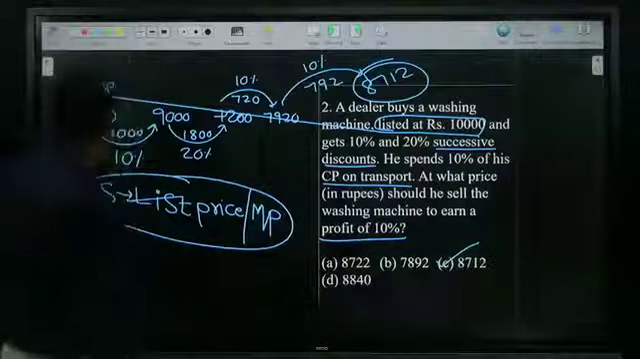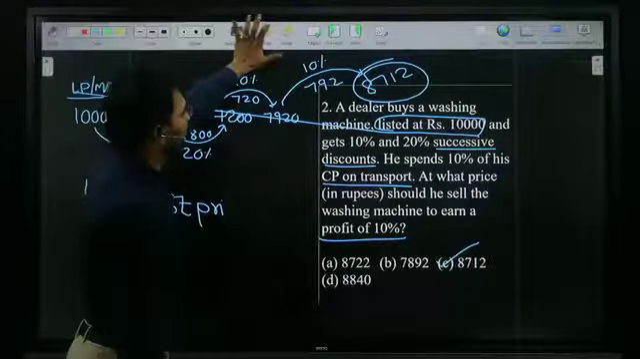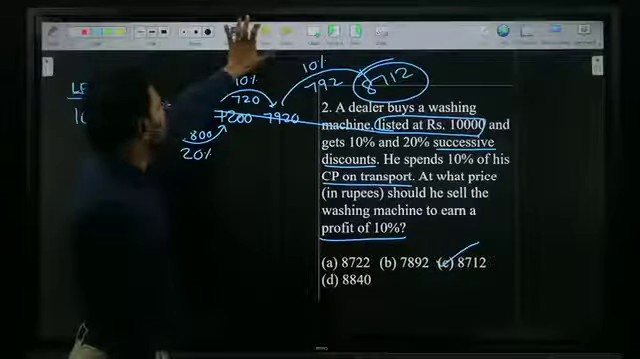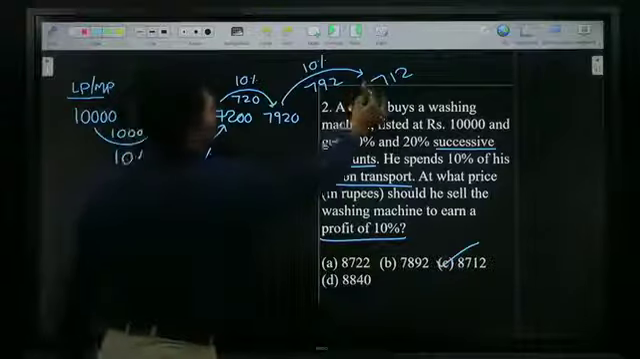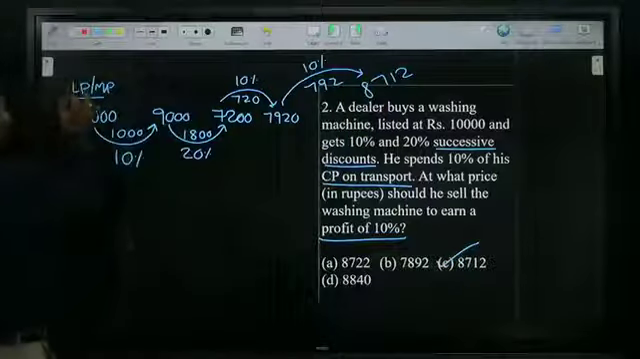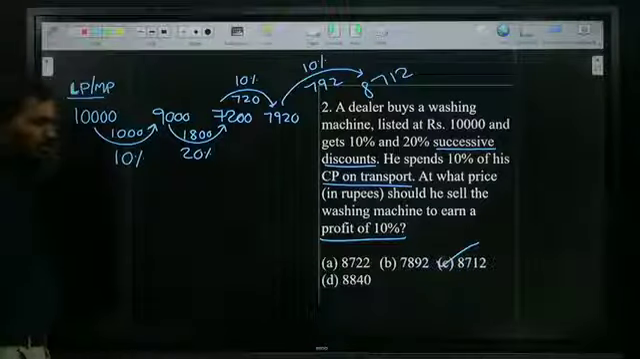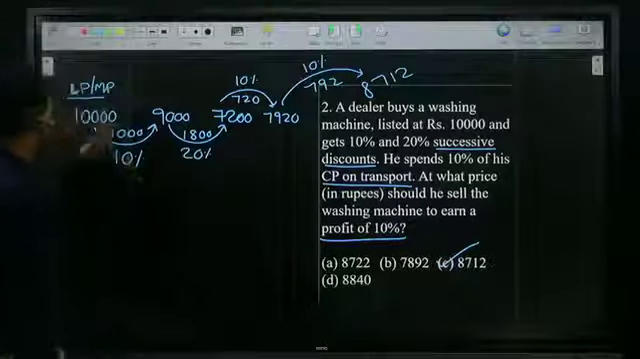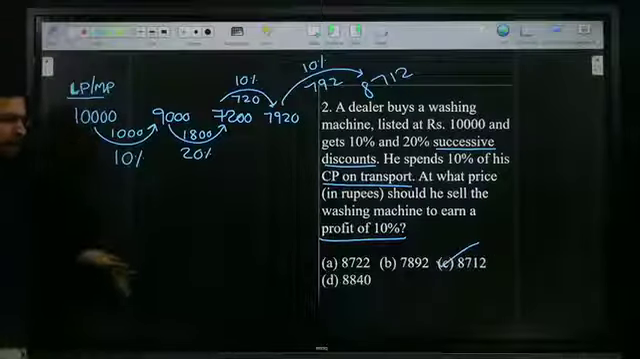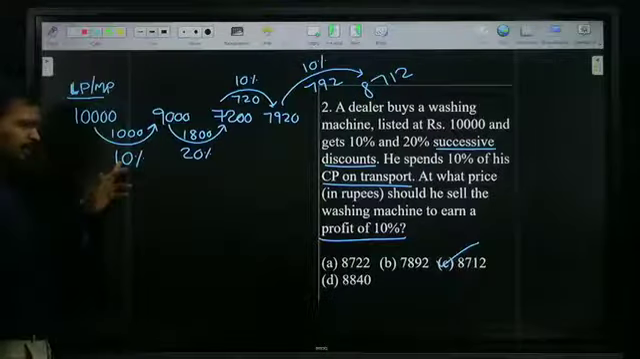Swapna, this is not CP. List price is nothing but what? This is LP, list price. List price and MRP, both are same. Discount is calculated on MRP. I already told. Discount is always calculated on the list price.